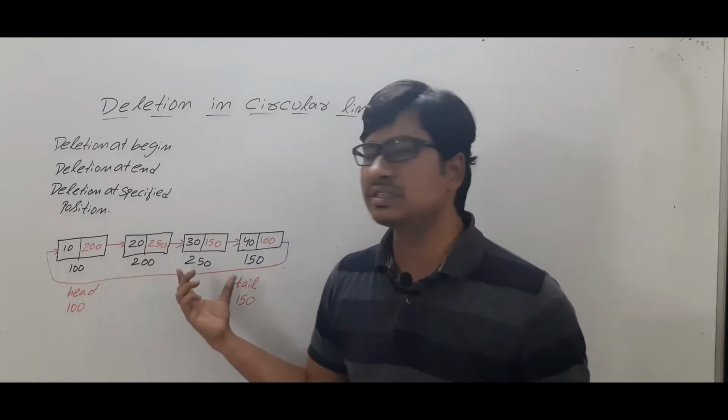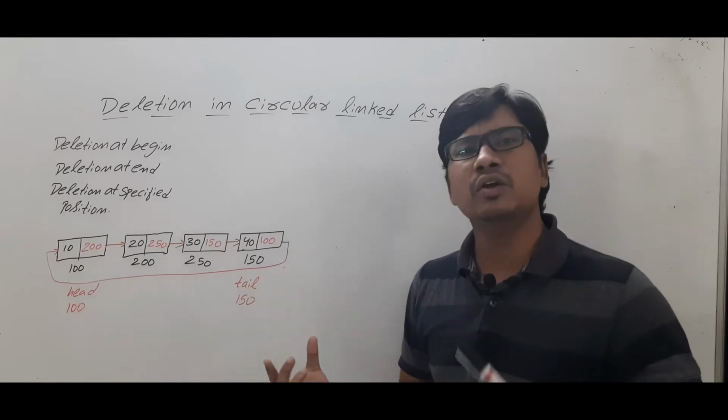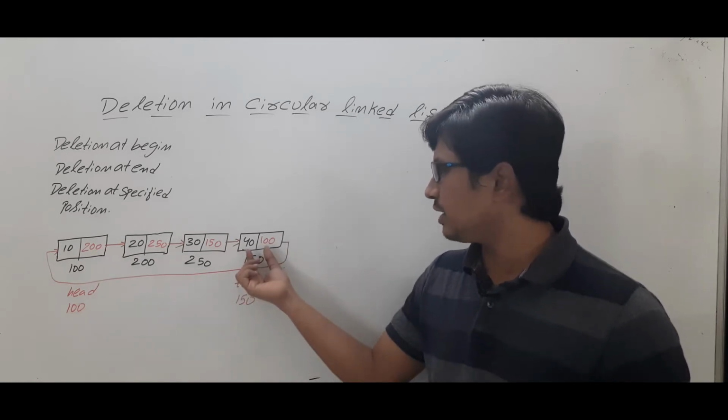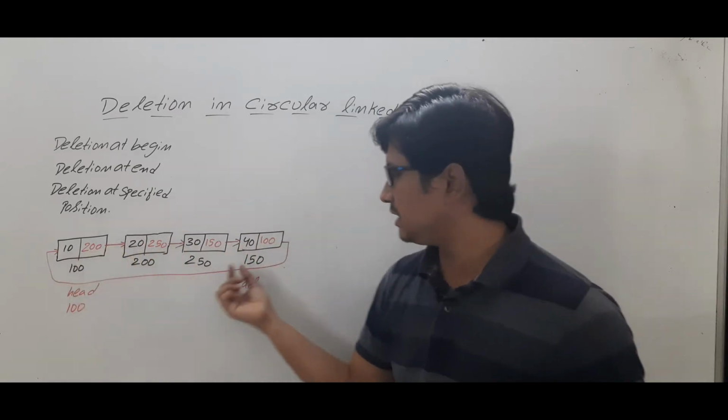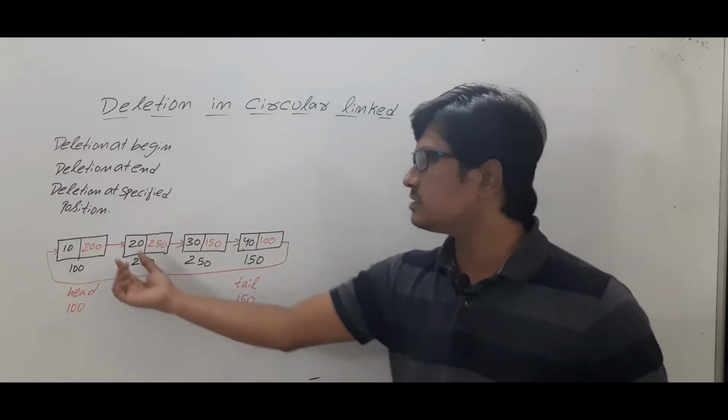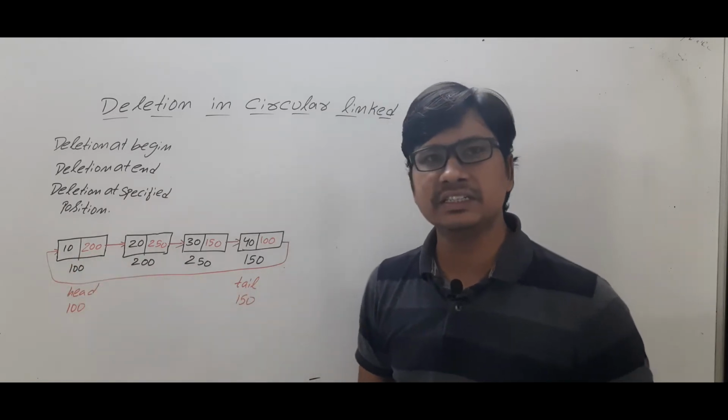We have several nodes in the circular linked list. Why are we calling it a circular linked list? If you look here, the last node consists of the address of the first node. So it is forming a circle. And it is a single linked list. Why am I saying it is a single linked list?